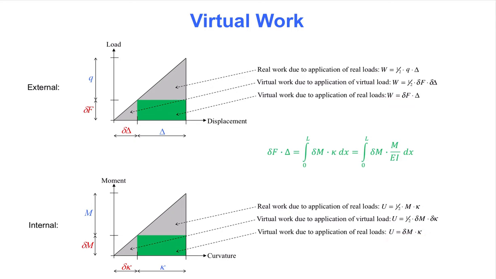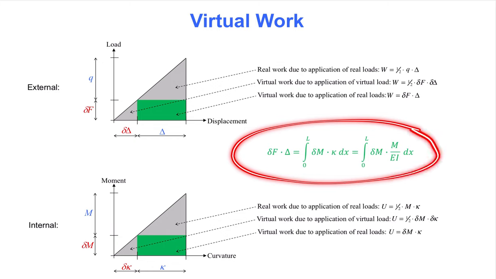The principle of conservation of energy states that the shaded triangles at the top must be equal to the shaded triangles at the bottom, when integrated over the volume of the structure. In other words, external work must match the internal work. As a consequence, the green rectangle at the top must equal the green rectangle at the bottom. This leads to the principle of virtual forces, shown in green on the right-hand side.